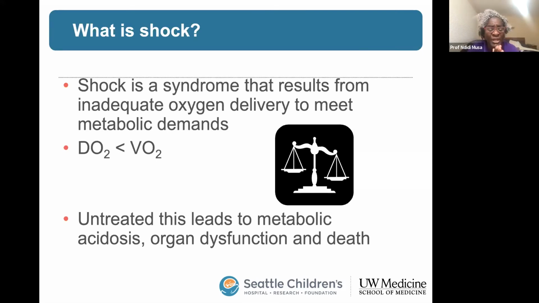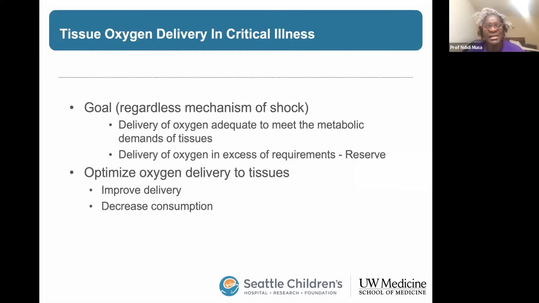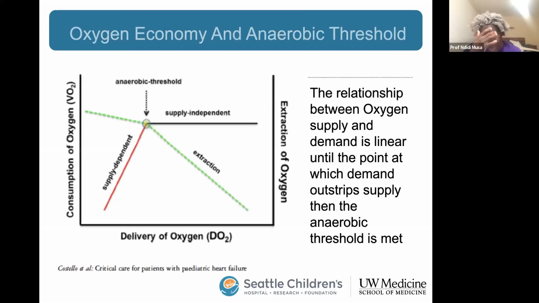And if shock is untreated, it can result in metabolic acidosis, organ dysfunction, and death. And that's why it's important to recognize shock early and treat. So regardless of the mechanism of shock, it is the inadequate oxygen delivery to the tissues. You want to optimize delivery to the tissues by improving delivery or decreasing consumption. And we'll talk about that. I'll show you a schema to help you understand that.